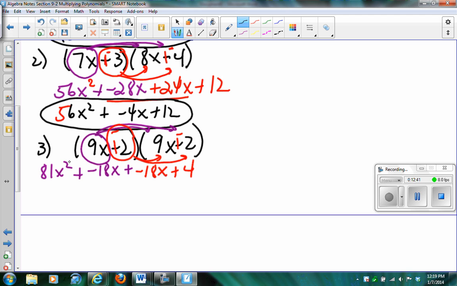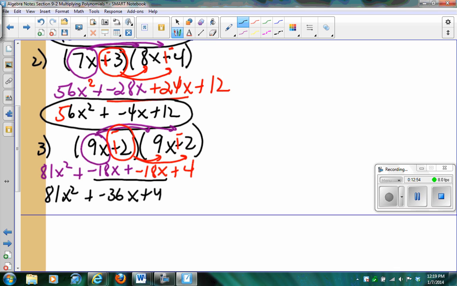My highest term is first, so I'm going to look. I can add together my like terms. So 81x squared plus negative 36x plus 4 is my final answer.